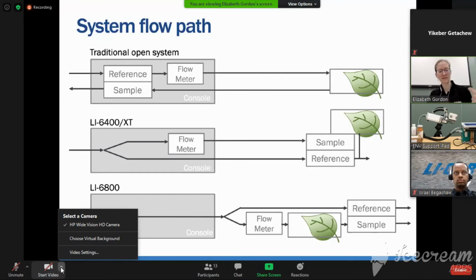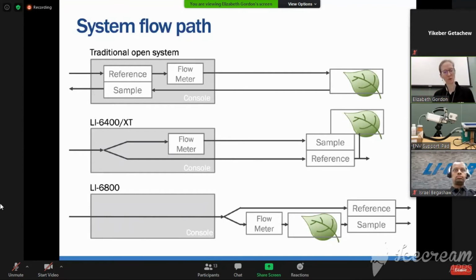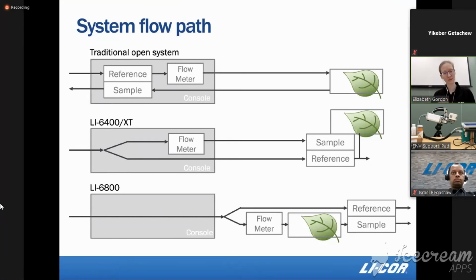In the LI-6800, we changed it up a little bit even more. We moved the flow meter to the sensor head. We have one line of tubing going from the console to the sensor head, and we moved the location of the analyzers. It doesn't really affect the response time, but it did help us out in a couple of different ways that we'll see a little bit later. So it's pretty much the same as the LI-6400XT, but with some improvements in terms of the response time, diffusion characteristics, and instrument behavior.